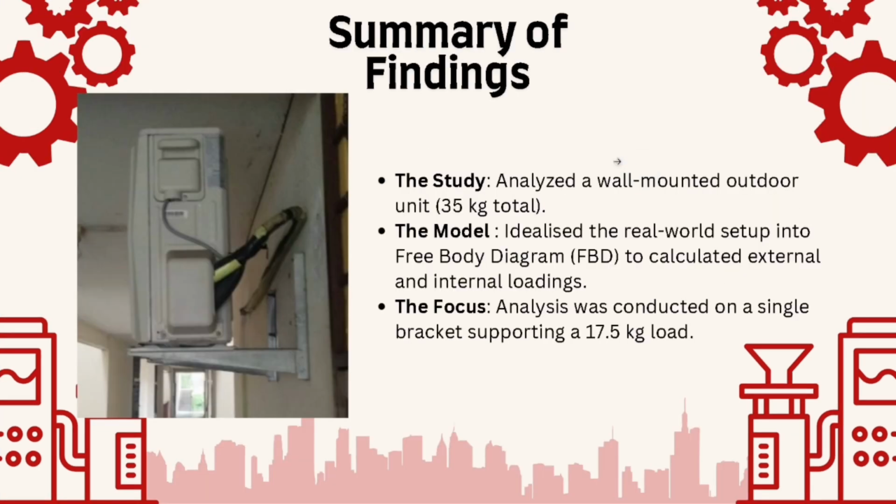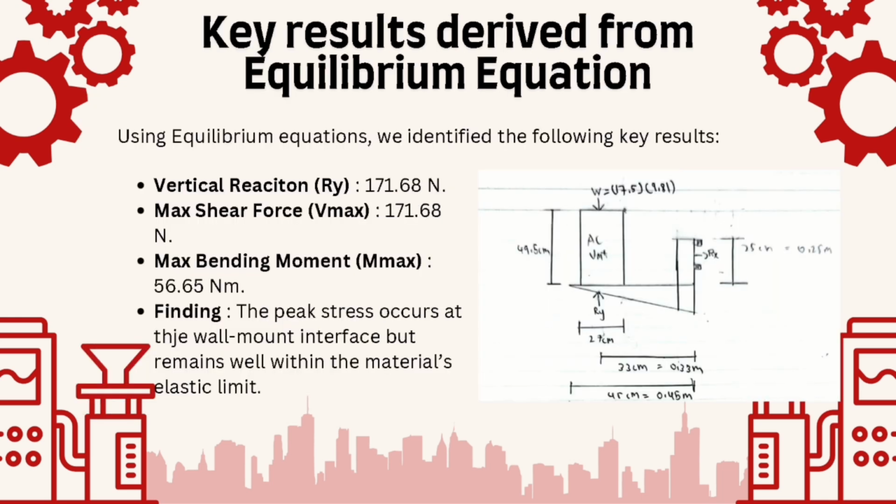Today I'm presenting the chapter 5 conclusion for our structure. Summary of findings. Our goal was to determine if the mild steel brackets currently in use are safe and reliable under real world conditions. We idealized the structure into a mechanical model and used a FBD to calculate the specific internal and external loads. For this study, we analyzed a unit mass of 35 kg, meaning each bracket supports a load of 17.5 kg. Using equilibrium equations, we derived three critical values.